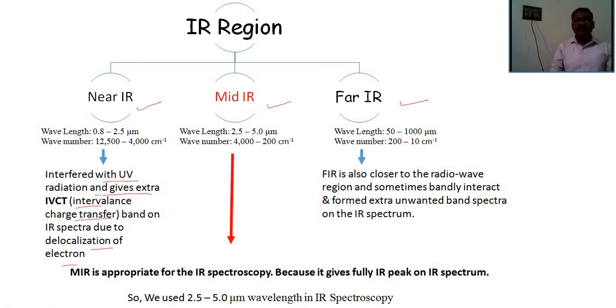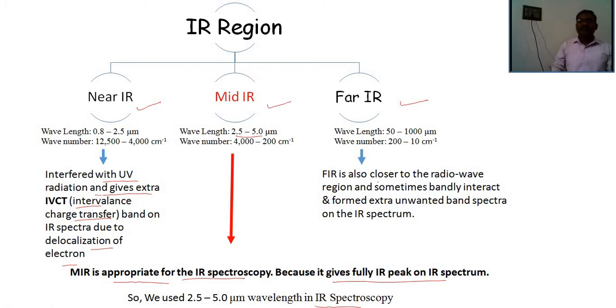In the mid IR region, the wavelength is from 2.5 to 5 micrometer. The wave number is 4000 to 200 per centimeter. The mid IR region is appropriate for IR spectroscopy because it gives fully resolved IR peaks on the IR spectrum. It is used, 2.5 to 5 micrometer wavelength, in IR spectroscopy.